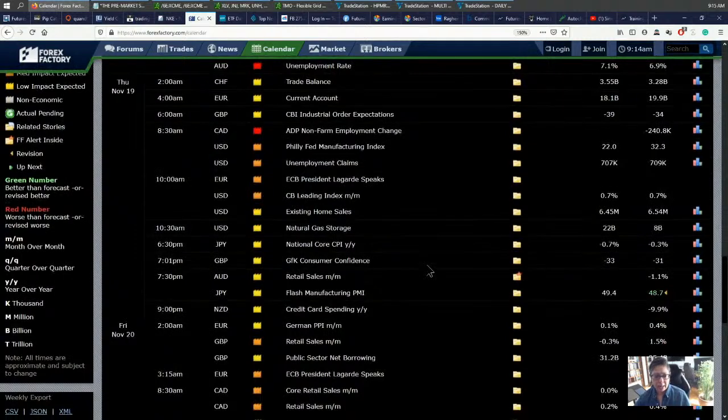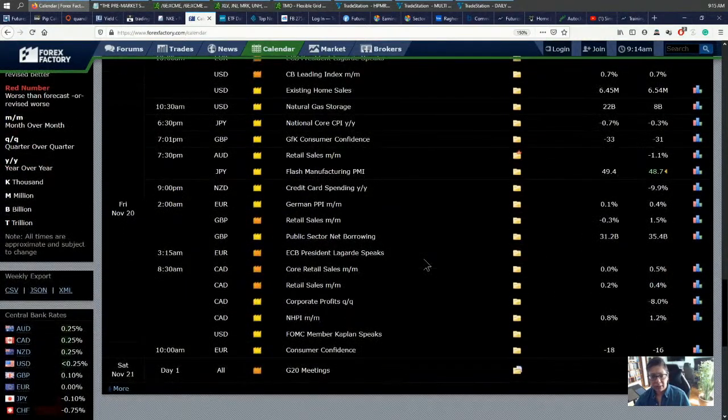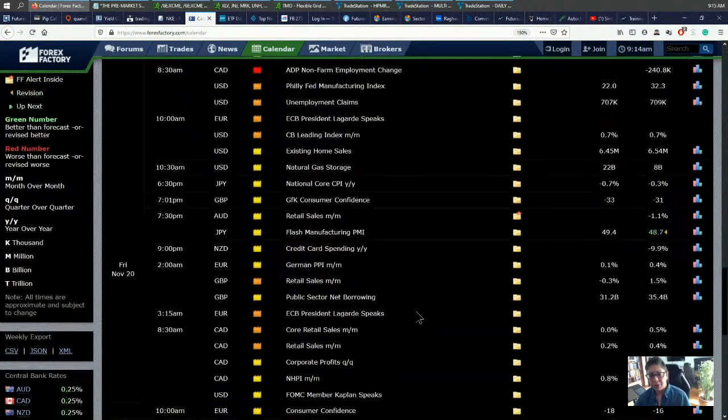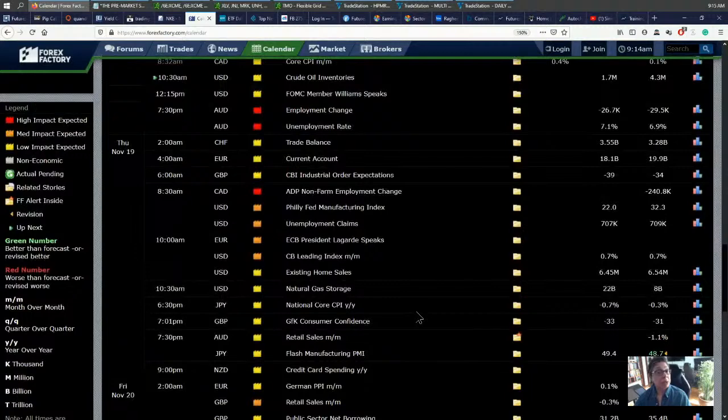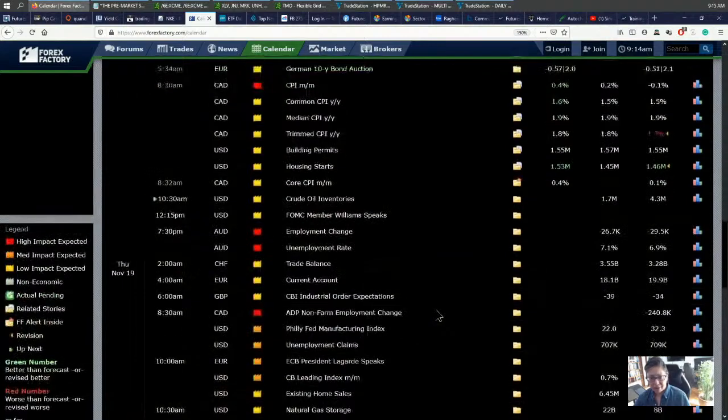Not a whole heck of a lot going into Thursday, not a whole heck of a lot really going into Friday. A little bit of FOMC member speak, but Kaplan's not an influential member in the likes of, say, a Williams or a Clarida or, of course, Powell. But we have G20 coming up at the end of the week. I don't think that's going to be a major market mover. So pretty quiet. And then we go into the holiday weekend. So keep that in mind as well. So that's what we have.